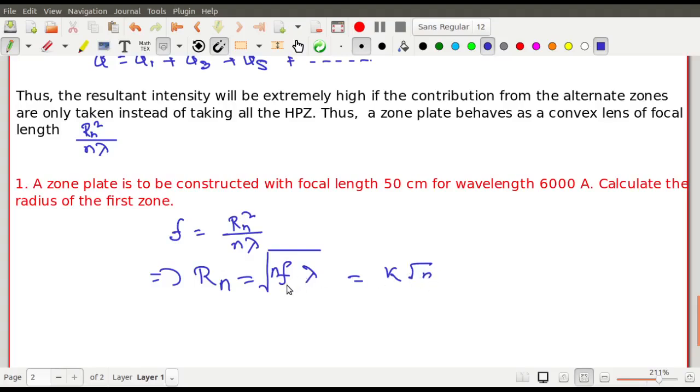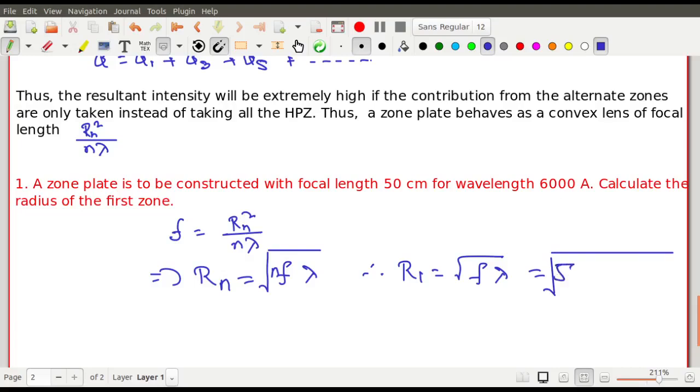This f is a constant and lambda is a constant for a particular zone plate. If you take f and lambda as constant, then it comes out to be root over n, right? So from here you may safely write that R1 is equal to root of f lambda. You know the value of f and the wavelength, so you can easily calculate this.